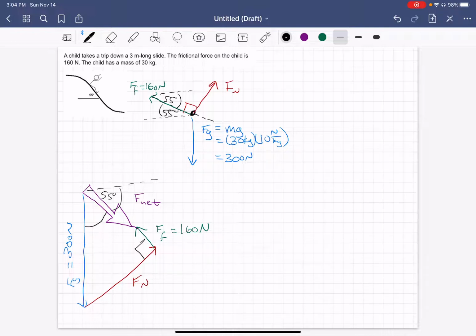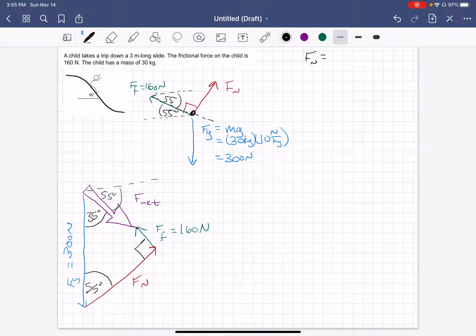What that means is that this angle right here inside of the triangle must be 35 degrees, since 35 plus 55 is 90, which means this angle down here is 55 degrees. So now I've got a triangle where I know one side and I know all three angles. I can start doing some trig to figure out some of these other forces.